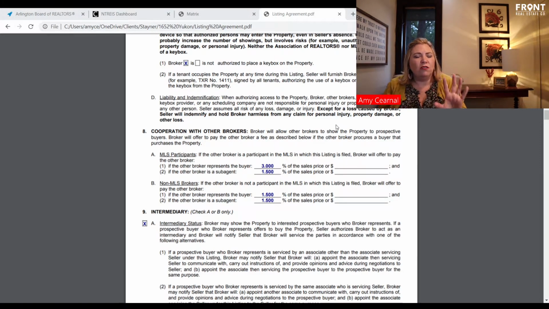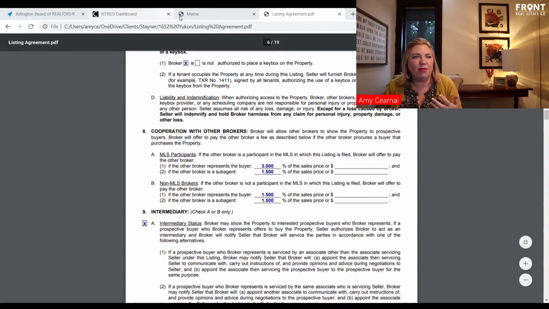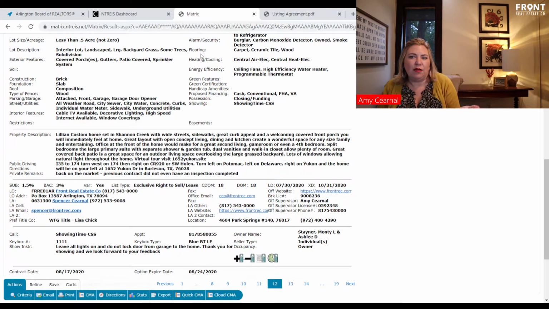Okay, so this is great that this is in this document, right? But this is more of a private document between the seller and the listing broker. So how does the buyer's agent know what commission is being offered, those kind of things? So that would be back over here on your MLS provider.